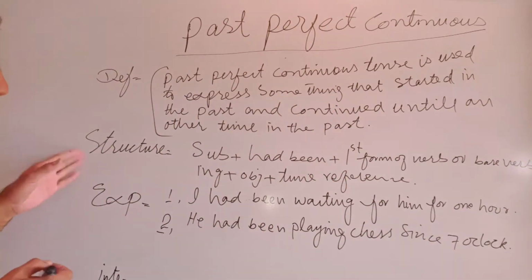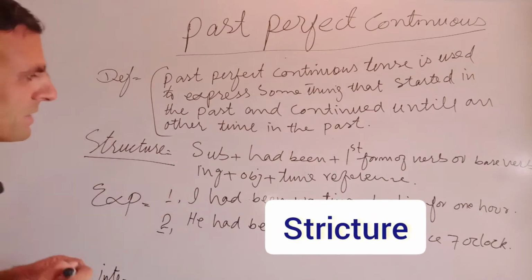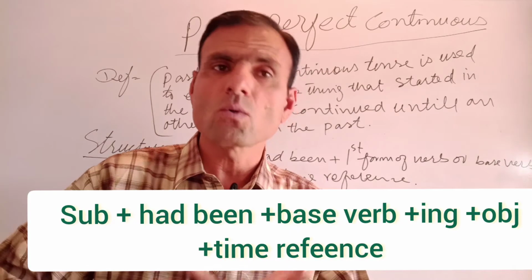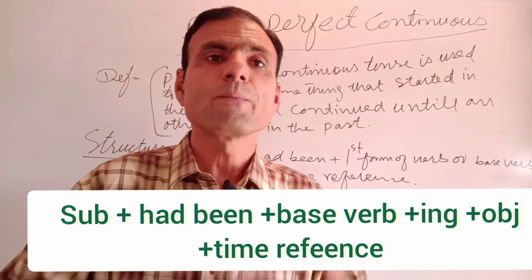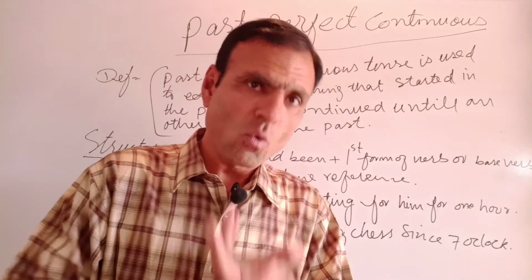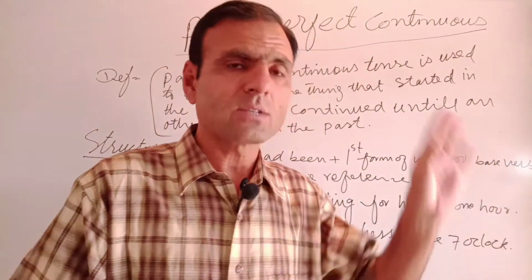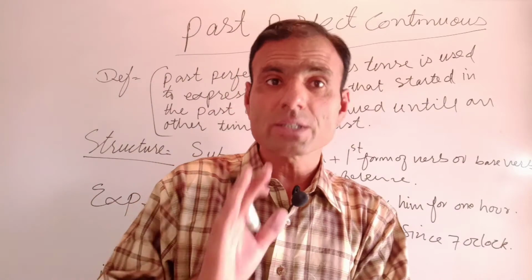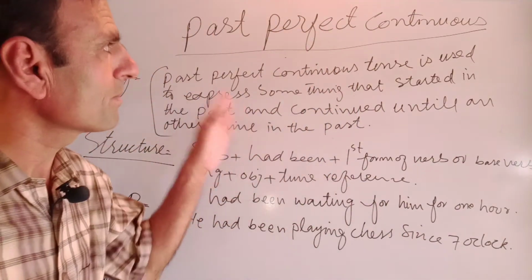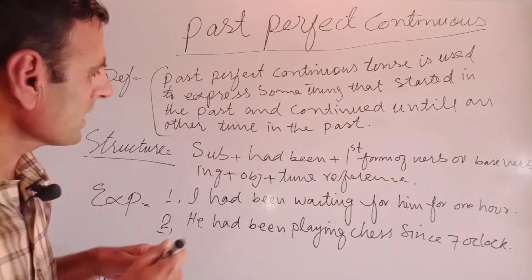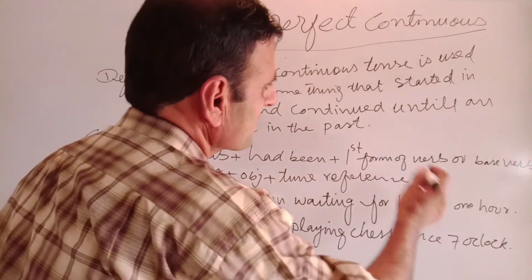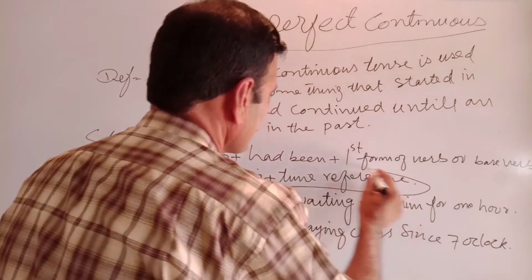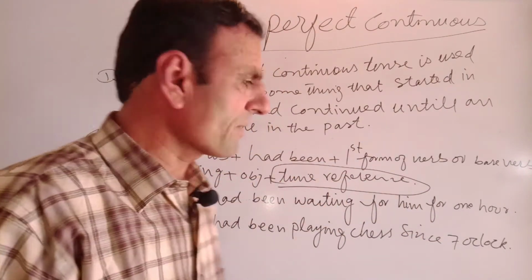Okay, the structure of this tense is here. Subject plus had been plus the first form of the verb or base verb plus ing plus object plus time reference. As we said in the definition, time is necessary. Time reference is necessary in the past perfect continuous tense. Subject plus had been plus base verb plus ing plus object plus time reference.